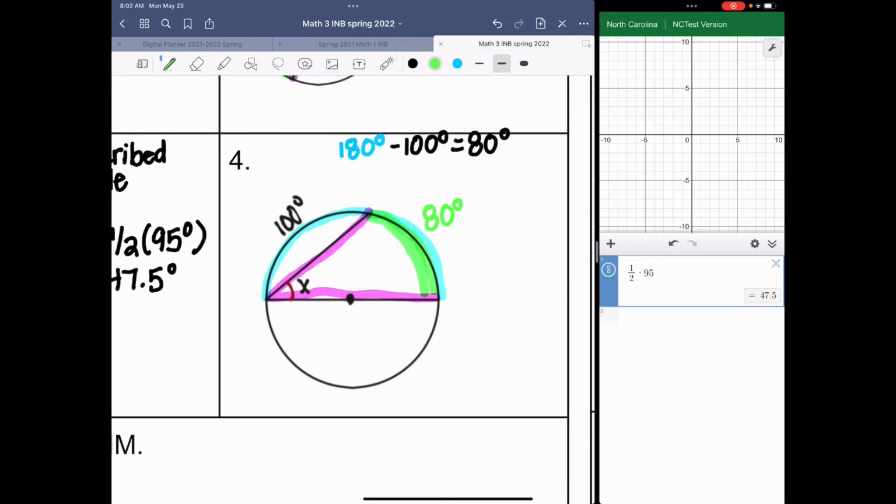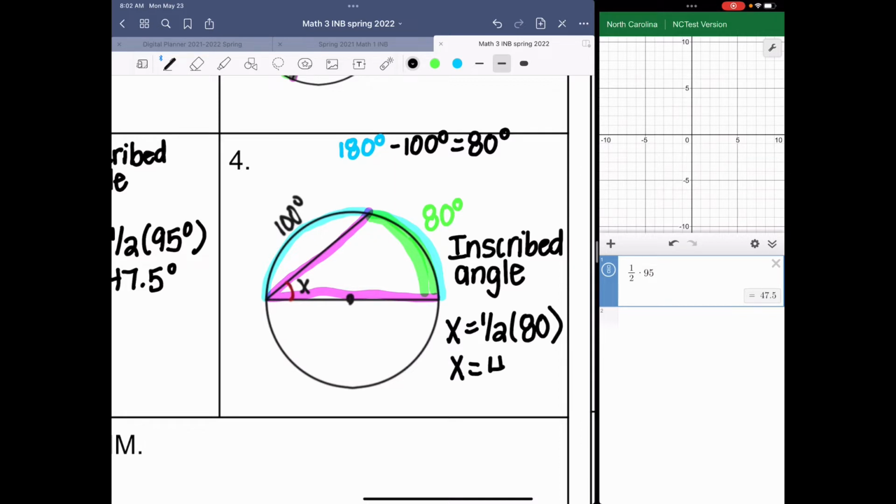So now that we know that, we have an inscribed angle. And since we have an inscribed angle, we know that the inscribed angle is half the measurement of the arc. So we know that x is half of 80 degrees. So x is 40 degrees.